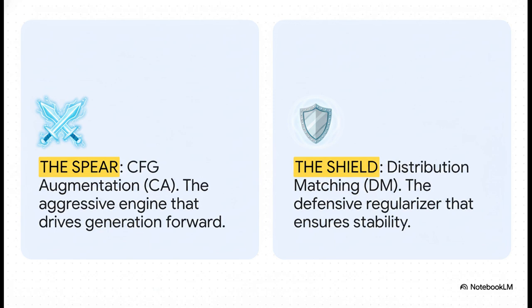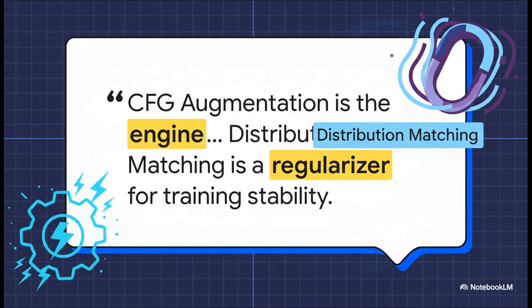Think of this as the aggressive engine. It's the part that does all the heavy lifting, the part that's responsible for turning a slow, multi-step process into a blazing fast one. And then you have the shield. This is the original distribution matching part. And its real job, they discovered, wasn't to be the engine at all. It was to act as a defensive guardian, a regularizer that keeps the whole training process stable and prevents the super powerful spear from going wild and creating ugly visual glitches. And this quote from the paper just nails it.